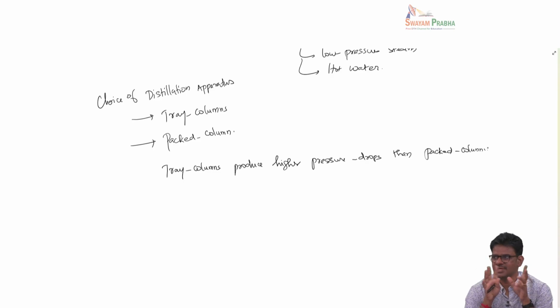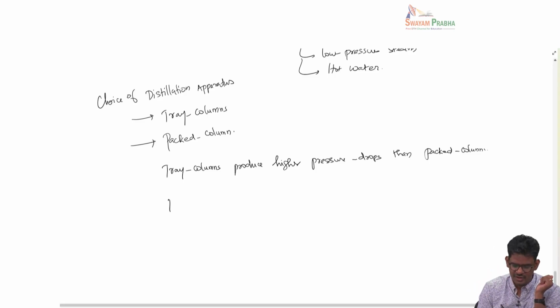Okay, because of these differences in the flow pattern, you will see that the tray column delta P, the pressure drop, is much higher compared to a similar operation for a packed column. So now when we think about vacuum distillation, where the operating pressure itself is low, we cannot use a tray column because it offers very large pressure drop. Okay, we can put some numbers and see a context of this.